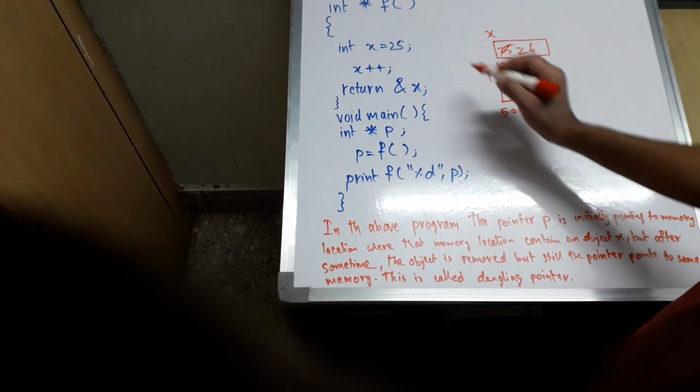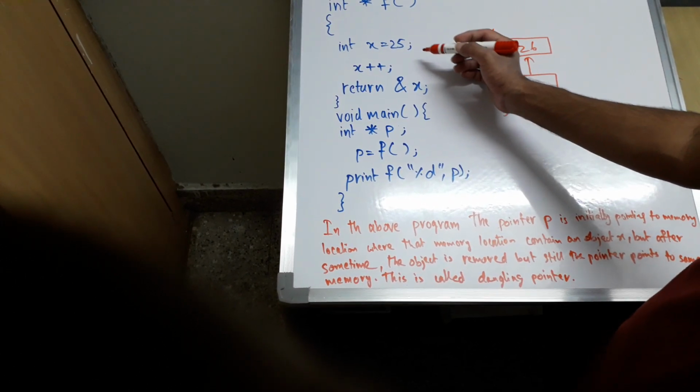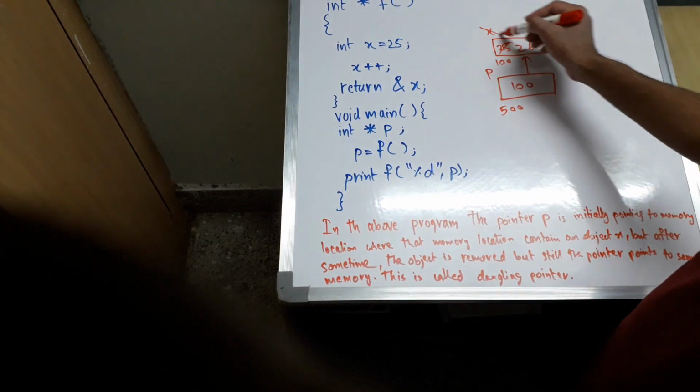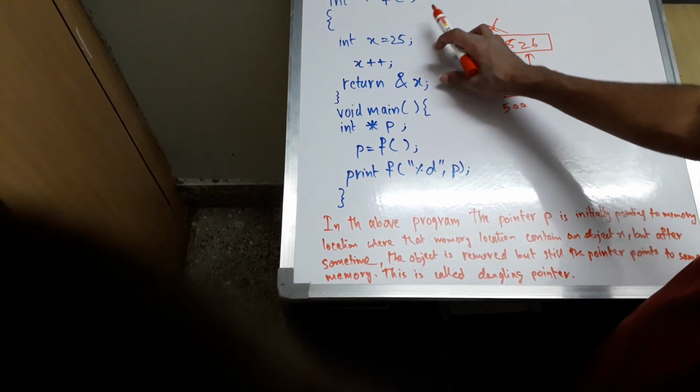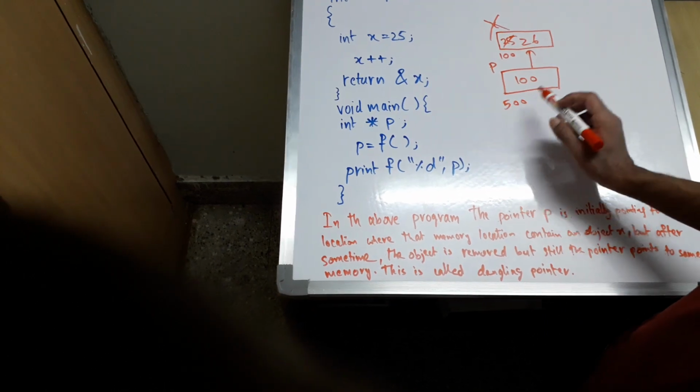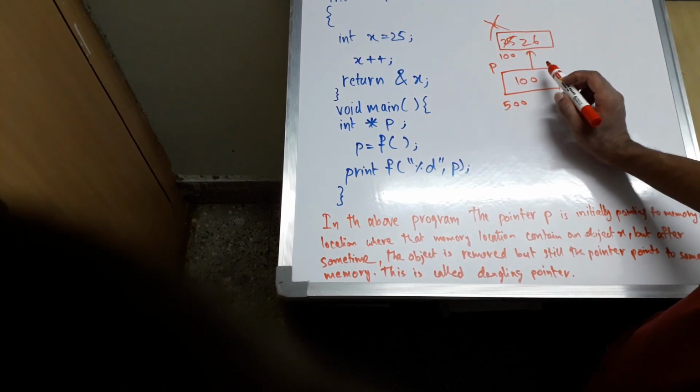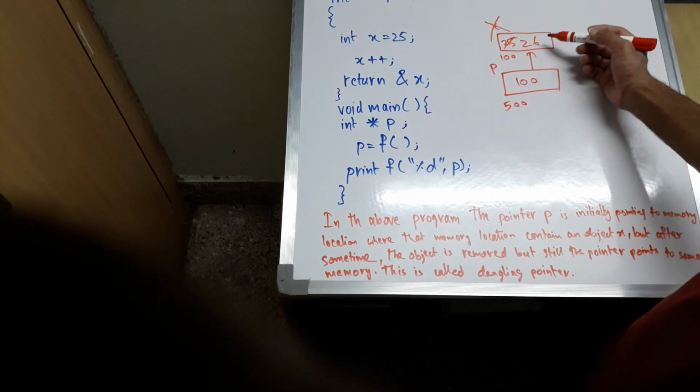Since x is now removed completely after this line of code, now p is still pointing to the variable x.